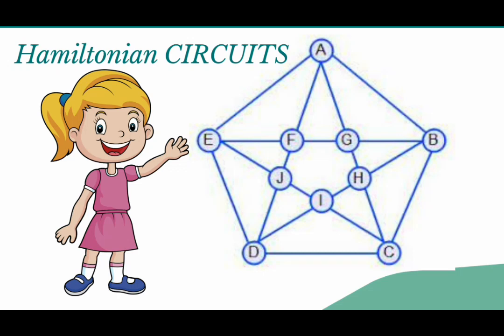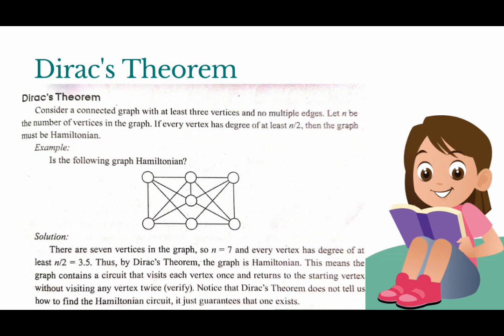Okay, example, tingnan nyo to. Look at this example dyan, tinuturo ng girl. Okay. There is no straightforward criterion to guarantee that a graph will be Hamiltonian, but we do have the following theorems. Okay, let's have Dirac's theorem. Dirac's theorem considers a connected graph with at least three vertices and no multiple edges. Let n be the number of vertices in the graph. If every vertex has degree of at least n over 2, then the graph must be Hamiltonian.